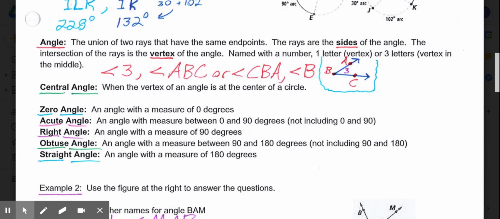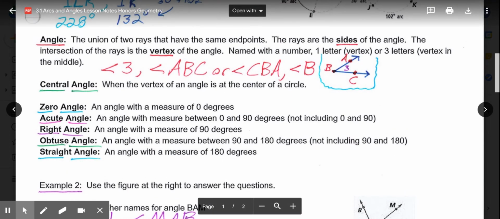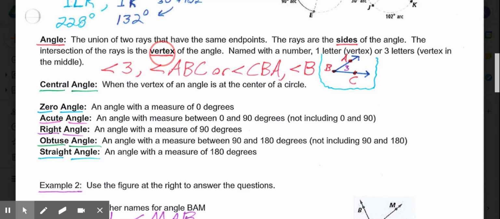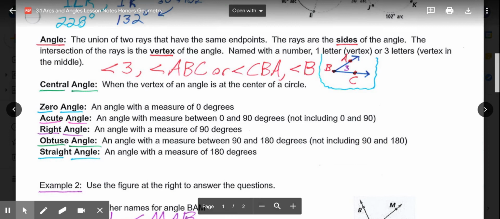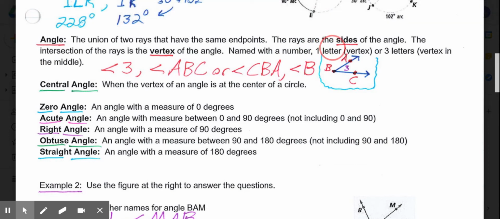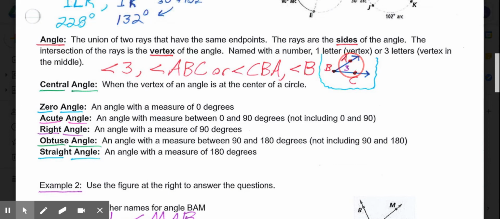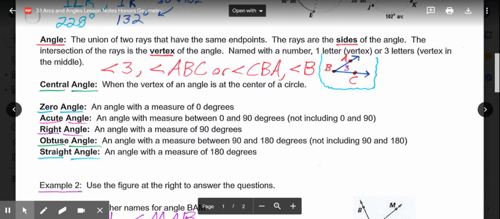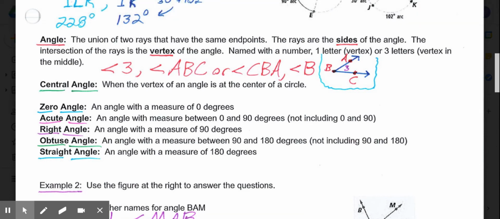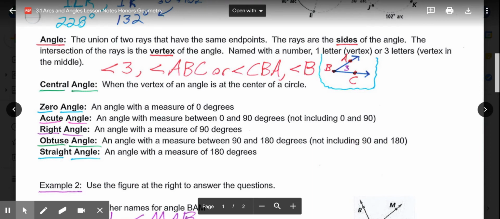Then we move down to this idea of an angle. So again, an angle is a union of rays that have the same endpoint. The rays make up the sides of the angle. The intersection of the rays, so that shared endpoint, is our vertex. Now, the way that we name an angle, we can name an angle with a single number if they provide a number in the angle. We can name it by just the vertex if that vertex is not shared with other angles, or the 3 letters with the vertex in the middle. So if we're looking at this angle drawing here, I could name this angle 3 because of the 3 in it. I could name it angle ABC or angle CBA as long as the vertex is in the middle, or I could simply call this angle B. So different ways to name an angle.